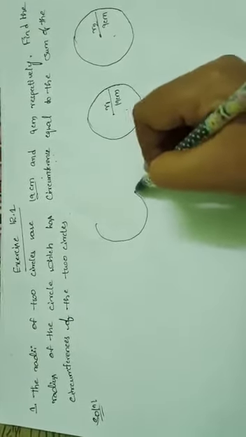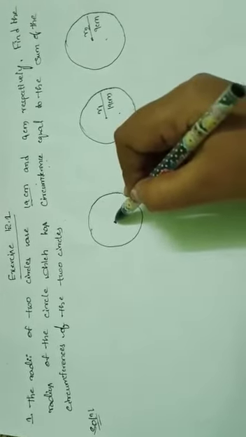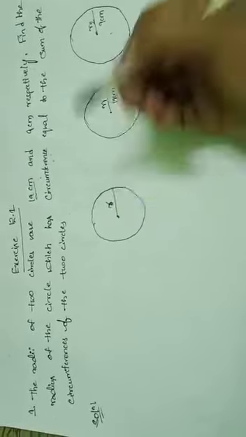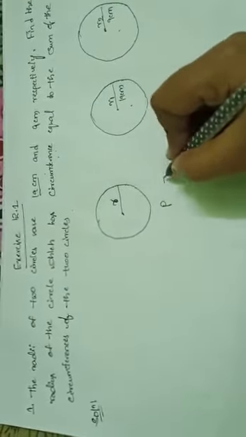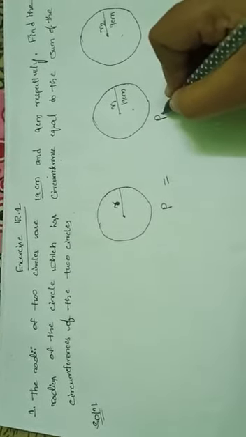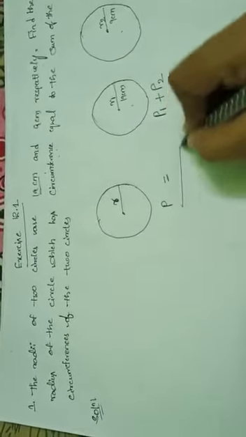Another circle, let radius of the circle equal to R. Here perimeter of the circle equal to perimeter of first circle plus perimeter of second circle. This is the given data.